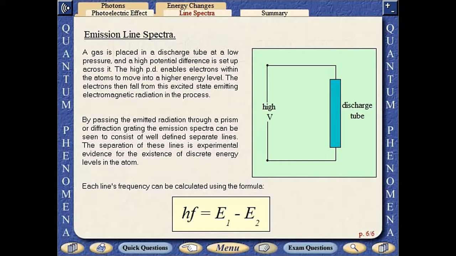By passing the emitted radiation through a prism or diffraction grating, the emission spectra can be seen to consist of well-defined separate lines. The separation of these lines is experimental evidence for the existence of discrete energy levels in the atom.